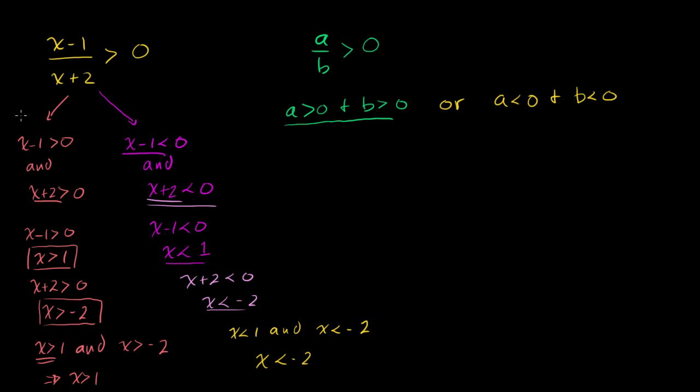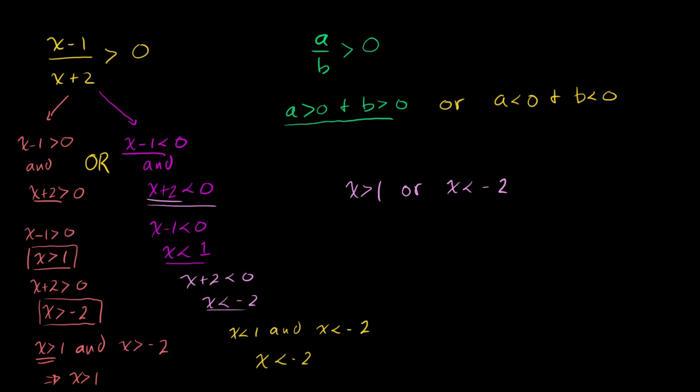And remember, this is an or. Either both the numerator and the denominator are positive, or they're both negative. Both of them being positive boils down to x could be greater than 1, or both of them being negative boils down to x is less than minus 2. So our solution is x could be greater than 1, that's both of these positive, or x is less than minus 2. That's both of these negative.